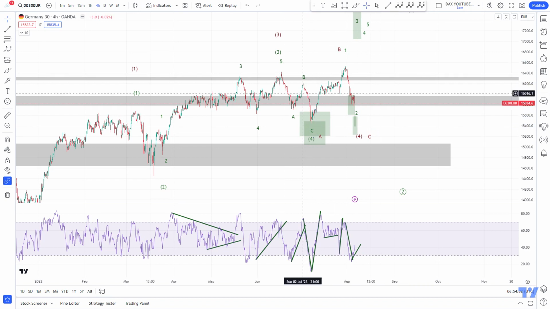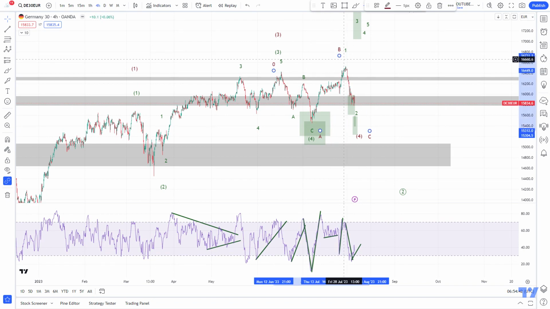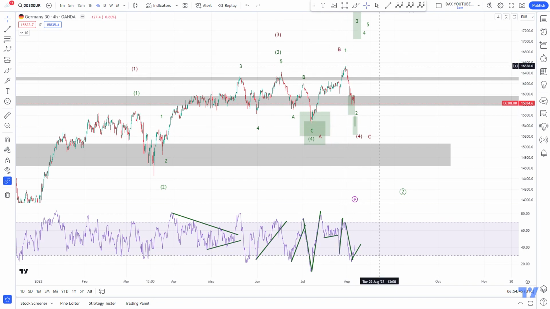So I already talked for some while about this possibility of an expanded flat here. Now I also put it on the chart to remind us every single day that this could happen. And I have two main reasons for this. The first one is, if you watched my videos every single day, you should know that I really have problems with this structure here.